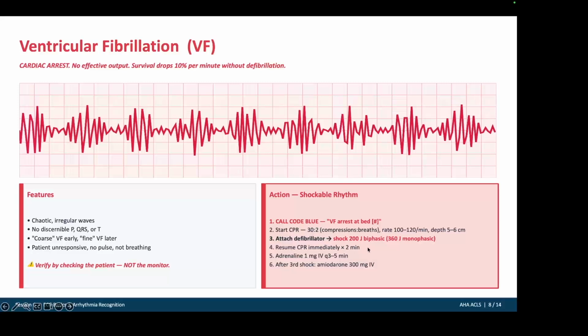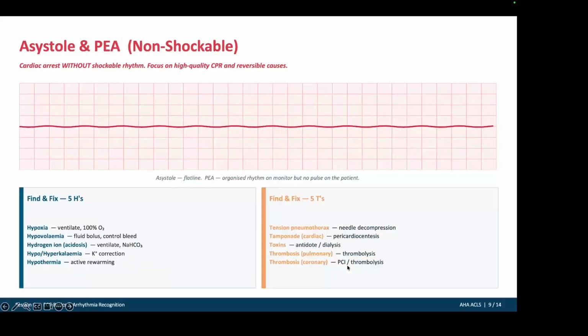Shock 200 joules biphasic and 360 joules monophasic. Resume CPR immediately for 2 minutes. Adrenaline 1 mg IV every 3 to 5 minutes. After the third shock, amiodarone 300 mg IV is the protocol.